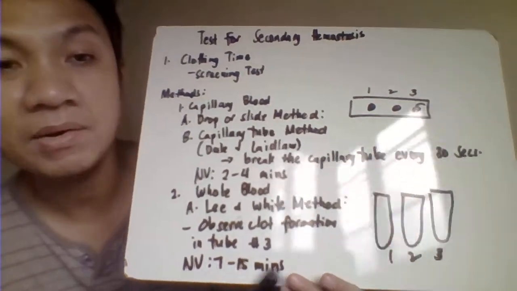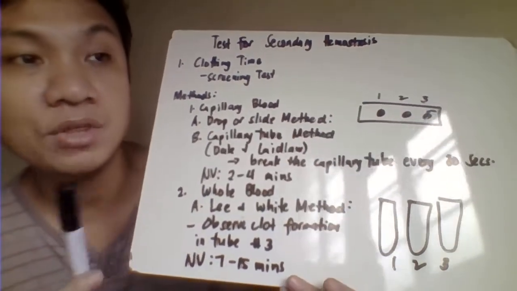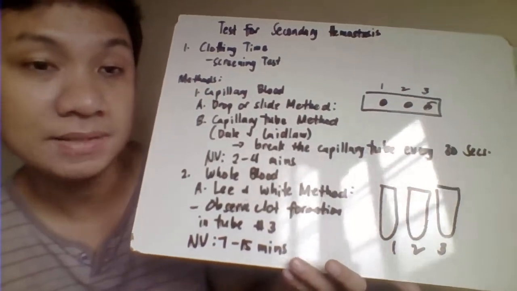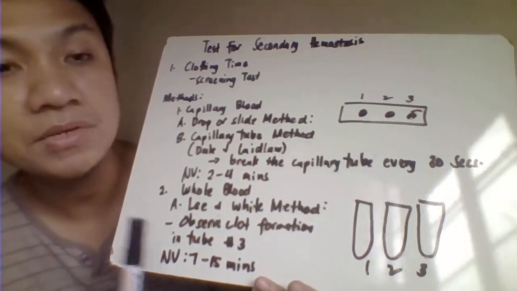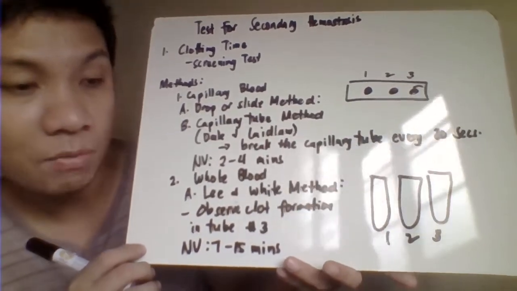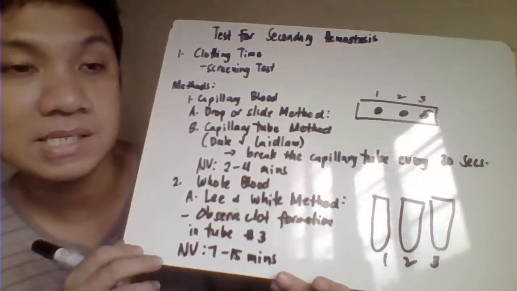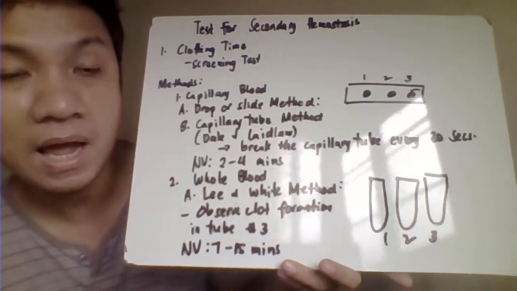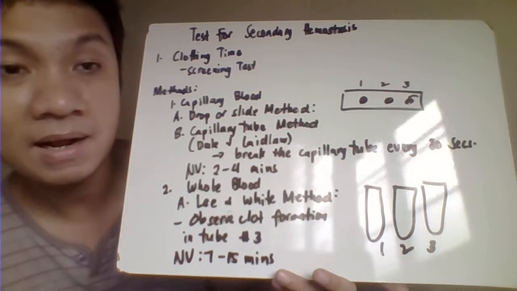So for this one naman, hindi naman siya nakaspecify na 30 seconds interval ang reporting natin. It would be dependent on the exact time of your clot formation in tube number 3. Okay, normal values here for the Lee and White, we have 7 to 15 minutes. Again, problem related to your coagulation factors will have a prolonged na clotting time.